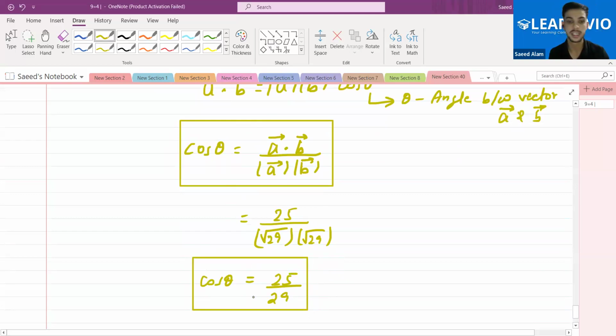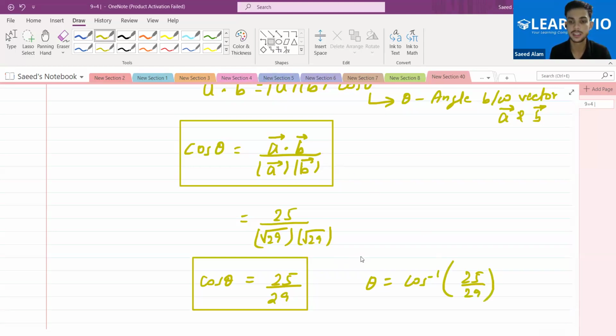But we are not going to use that. We'll just say that cos theta is 25 by 29. So we are good with that, we have just got the angle. Now if you want to answer it more correctly, shift the cos to the other side and it becomes a cos inverse of 25 by 29. So that's it. You should be familiar with this expression.